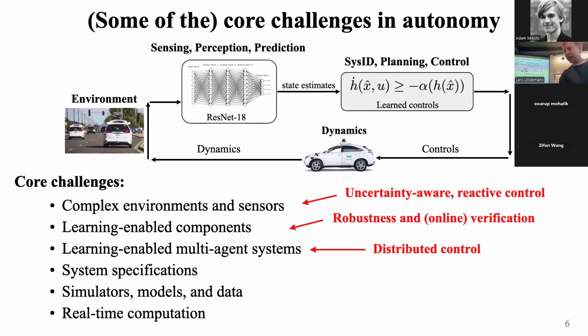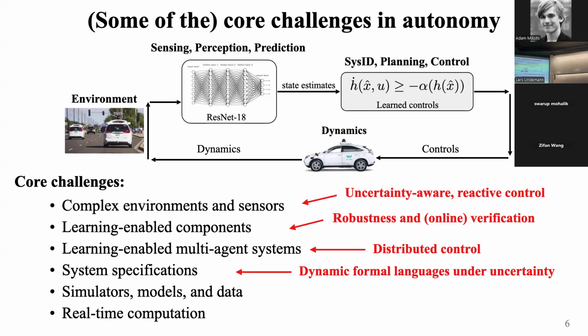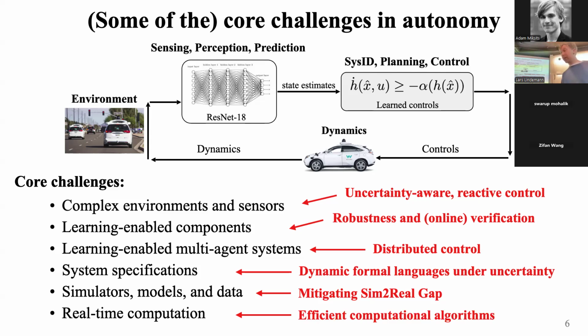Also, what we're looking at is system specifications. So how can we formulate requirements for such systems that operate in uncertain worlds? And we come up with dynamic formal languages that can capture this uncertainty. We're also using a lot of high-fidelity and photorealistic simulators and data, and we look at how we can mitigate sim-to-real gaps when we go from simulator to the real world. And what's really important for us is that we can do all of this in real time. So we look into efficient computation of algorithms.